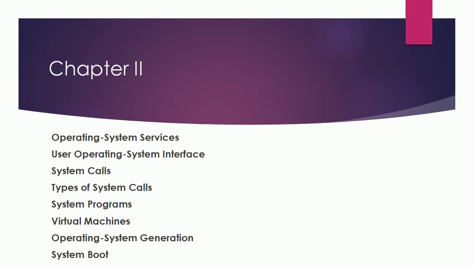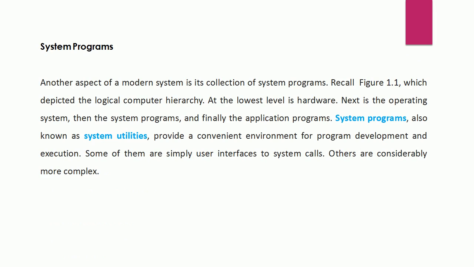As we see in this chapter 2, the next point is system programs. Another aspect of a modern operating system is that it is a collection of system programs. As seen in figure 1, the logical computer at the lowest level has hardware, next is the operating system, then there are the system programs, and finally application programs.